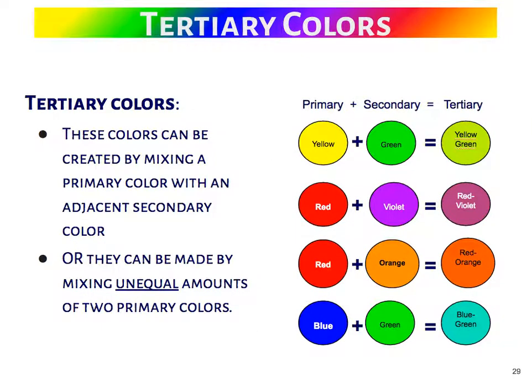So tertiary colors are the colors that are created by mixing primary colors with a secondary color, or they can be made by mixing unequal amounts of primary colors. So you can use 2 primary colors, and when the amounts are not the same, you create a tertiary color. Now, your basic set of tertiary colors are yellow and green, which gives you yellow-green. And yellow-green is your tertiary. Red-violet, red-orange, and blue-green.